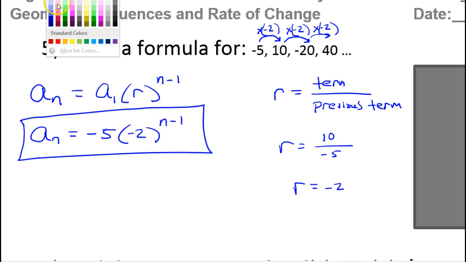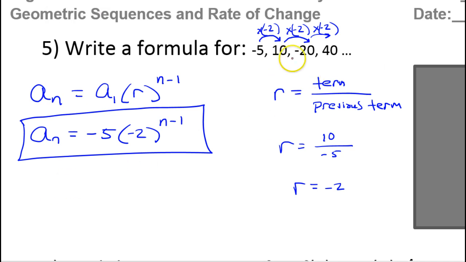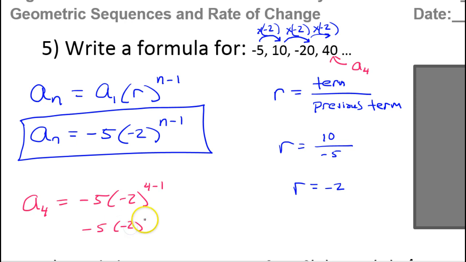Now let's test it out. So for example, this is the fourth term, which would be called a4. If I wanted to find the fourth term using my little formula here, I would do negative 5 times negative 2 to the 4 minus 1 power. Well, that would be negative 5 times negative 2 to the third power.